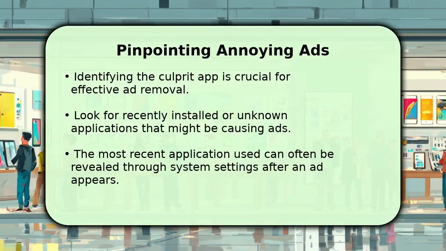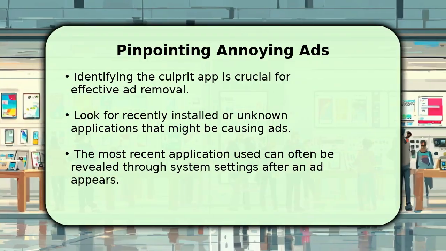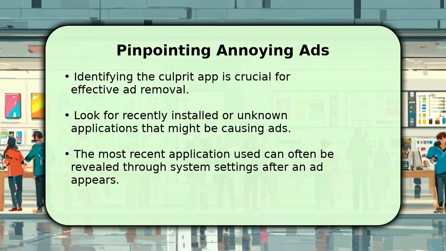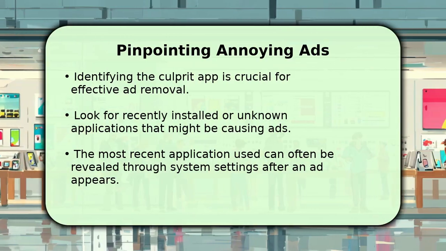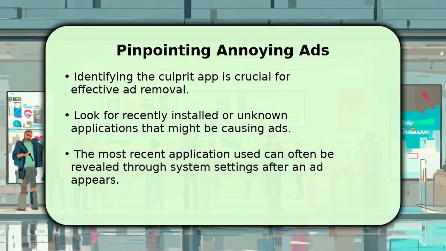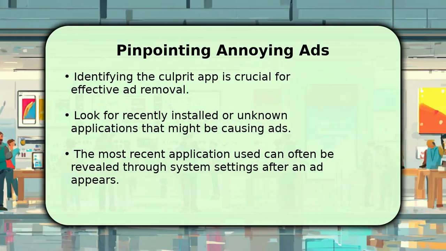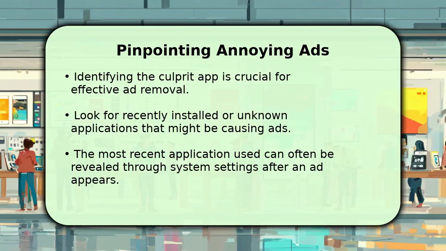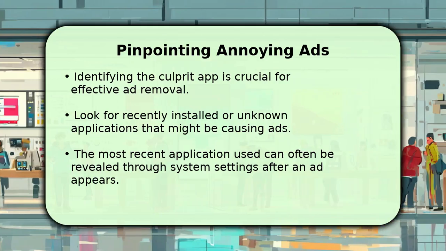Within the Apps section, scroll through your installed applications. Pay close attention to any apps you do not recognize or those installed around the time ads began to appear. If an ad just popped up, quickly go to Settings, then Apps, and look at the App Launch or Recently Opened Apps section. This helps pinpoint the responsible application by revealing its activity.